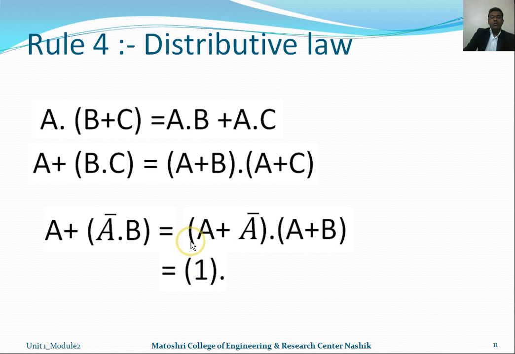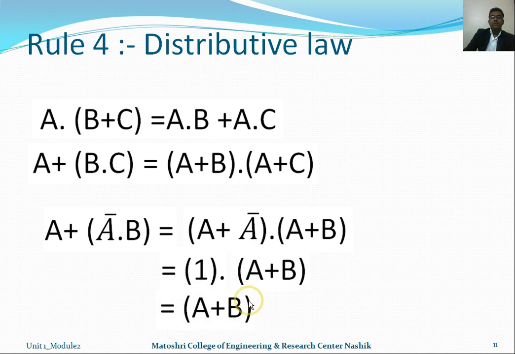As we already know, A OR with A bar is nothing but 1, and if we perform any dot operation with 1, we get the same output, that is A plus B. So A plus A bar B is nothing but A plus B. Here we are eliminating this A complement. So keep in mind these three distributive laws, first, second and this third one.